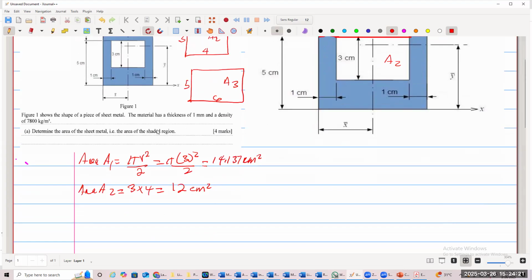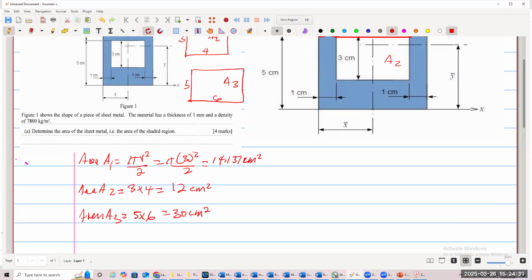The next one is the next area. Area 3 is equal to what now? It's 5 times 6. So that's 30 centimeters squared.